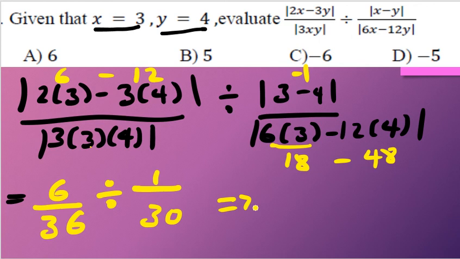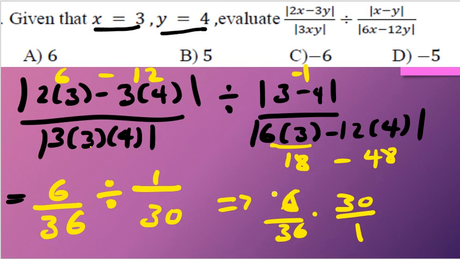This is the same as, like I said before, 6 over 36 times, you have to flip the second fraction, 30 over 1. Then you can simplify here by 6. Okay, for simplification better to use another color. This is 6, so by 6 1, this by 6 6 I can do. Again by 6 1, this by 6 5.